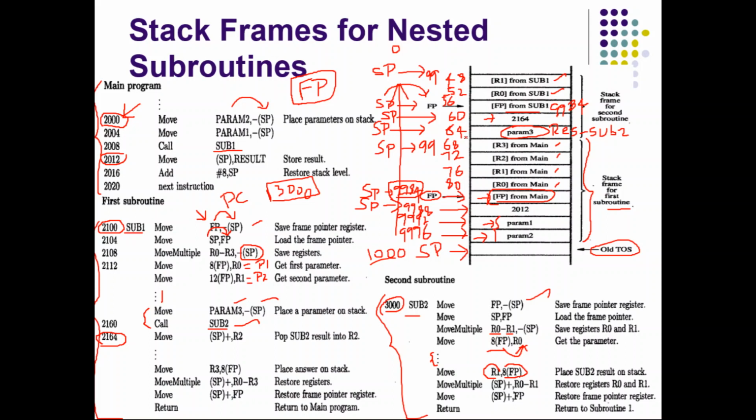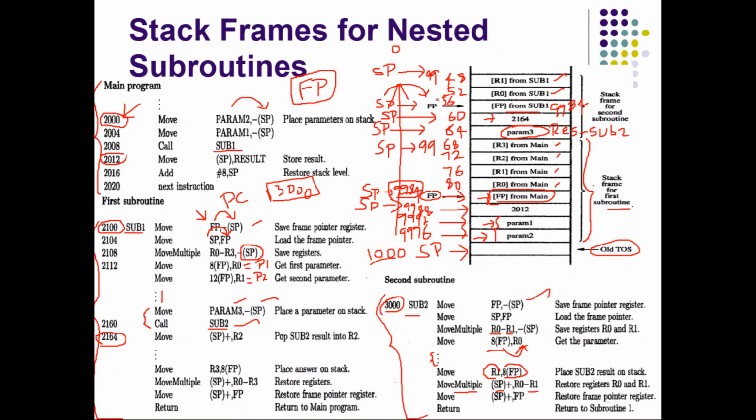Then what should we do? The register contents you pushed into the stack, you have to restore, because now you are going to return control from subroutine 2 to subroutine 1. After returning control, subroutine 1 will expect R0 and R1 to have the values it stored previously. So those values should be retained. For that we are using this statement, move multiple SP plus, R0 to R1. Here we are using SP, not FP.